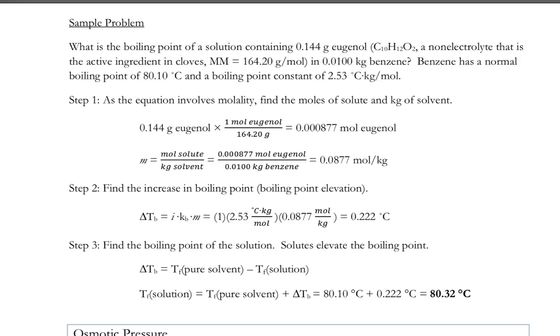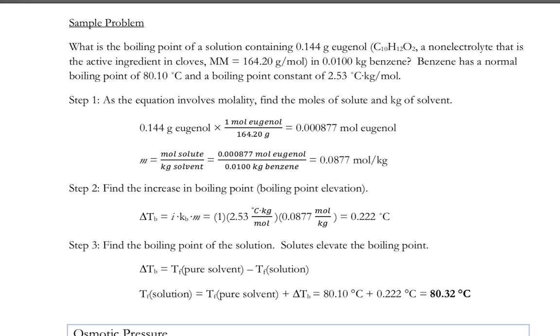So we find the boiling point then of the solution. Solutes elevate the boiling point as we talked about. So delta T sub B is T sub F of the pure solvent minus T sub F of the solution. So T sub F of the solution is T sub F of the pure solvent. Wait, that should be T sub B. Okay, so it should read delta T sub B equals T sub B of the pure solvent minus T sub B of the solution. So T sub B of the solution should be T sub B of the pure solvent plus delta T sub B.